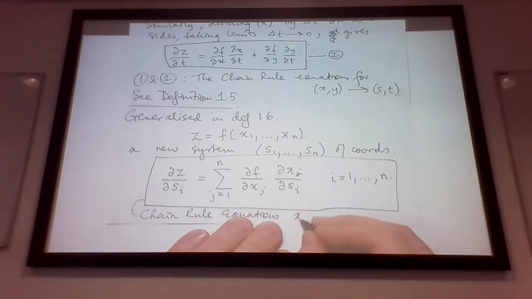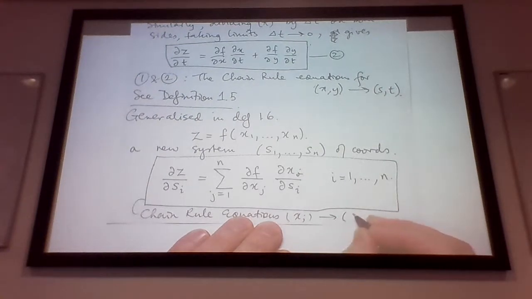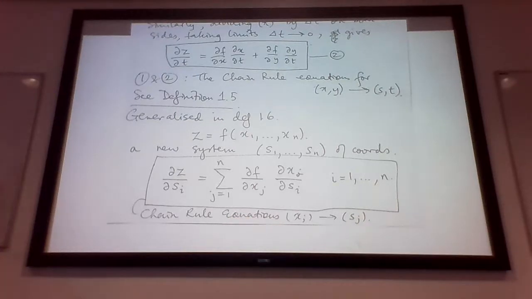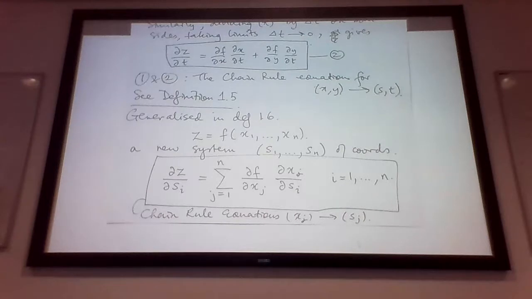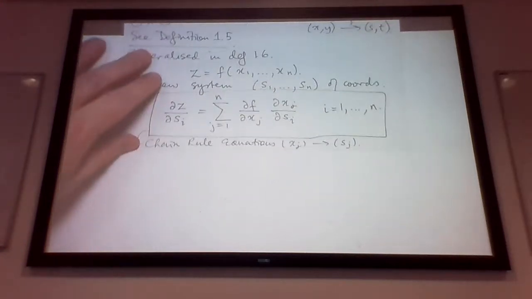These are the chain rule equations for the system xj changing to the system sj. Okay, so let's look through an example of one of these. So we'll look through example 1.10, which again returns to those polar coordinates in 2 dimensions.